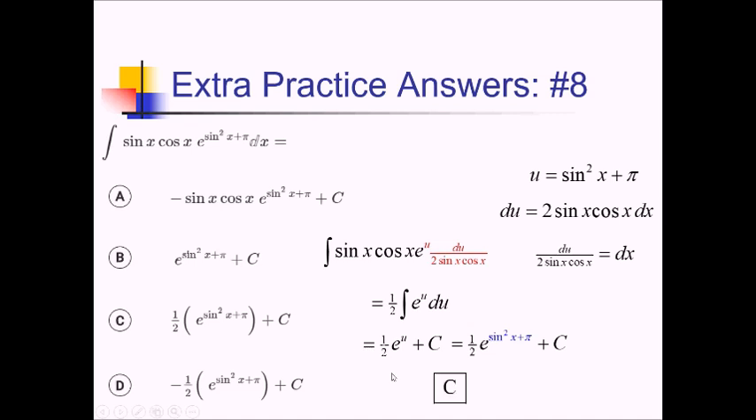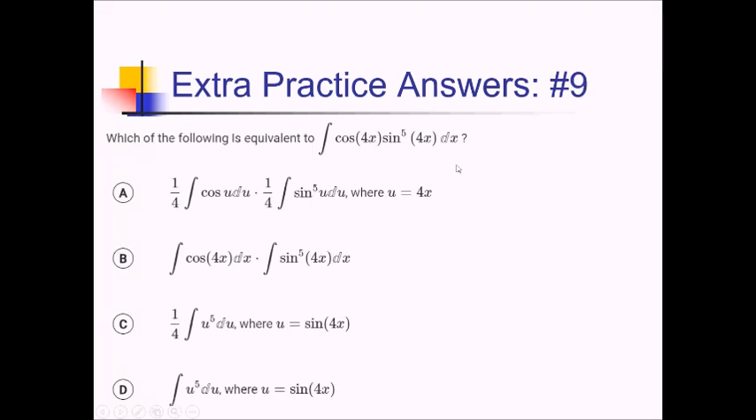Choice C. On this problem, we're given the integral of cosine of 4x sine to the 5th of 4x dx. We want to know what that's equivalent to. So they have a few different things going on here. Firstly, we have this weird expression in b where they're just splitting up this integral with multiplication, but that's not one of the rules of integrals. We know that we can't do that, so b we can just eliminate right off the bat.